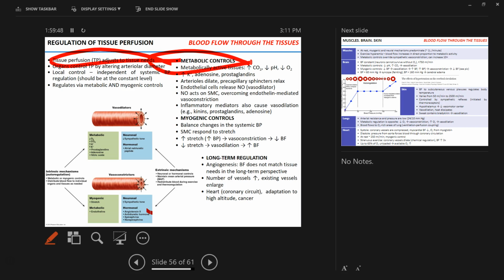Metabolic changes. What is the purpose of the blood flow to the tissues? Tell me now. Okay, deliver nutrients. What else? Deliver oxygen. What else? Remove waste. Very good. And remove CO2.